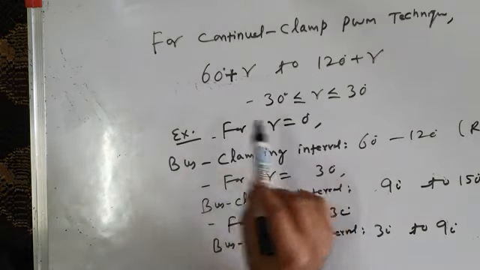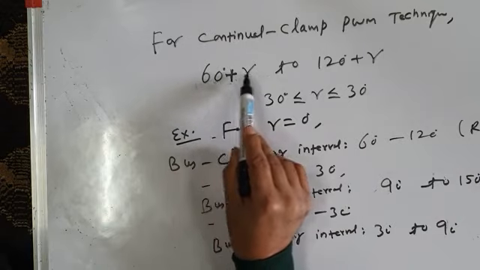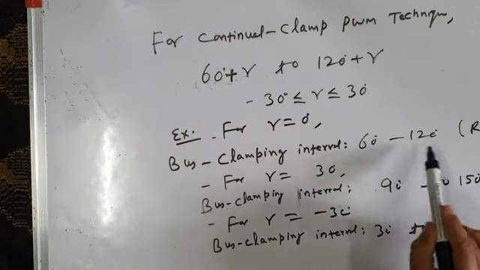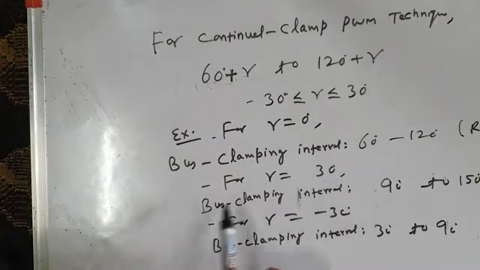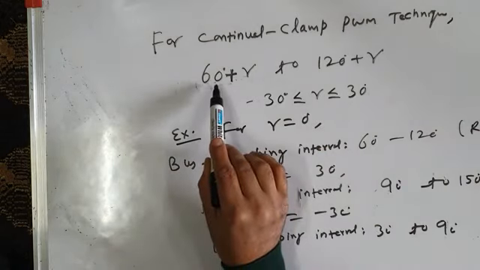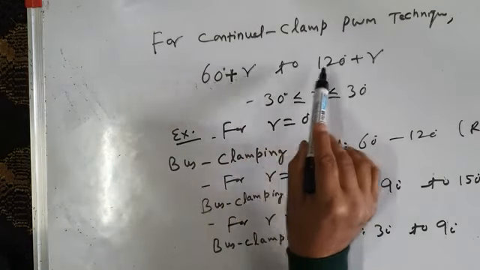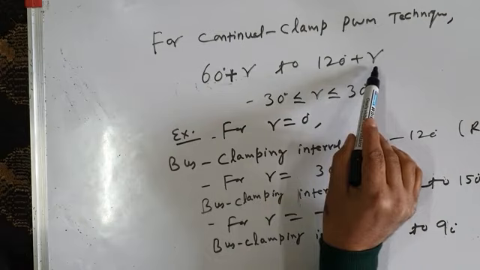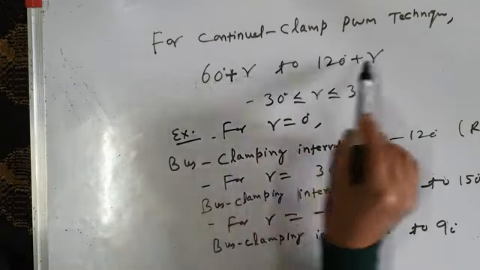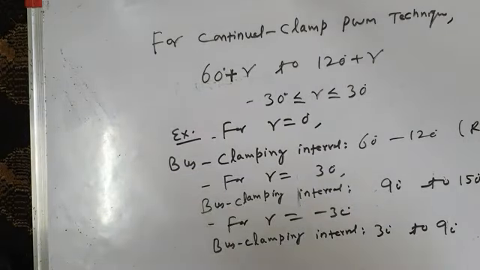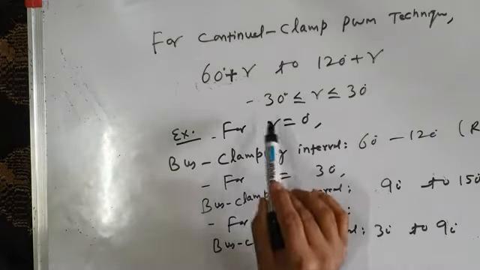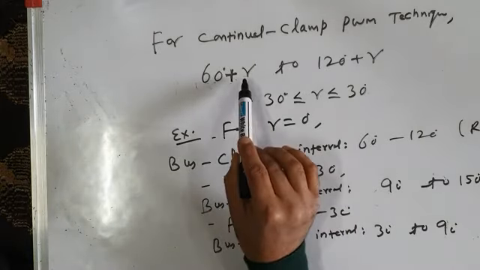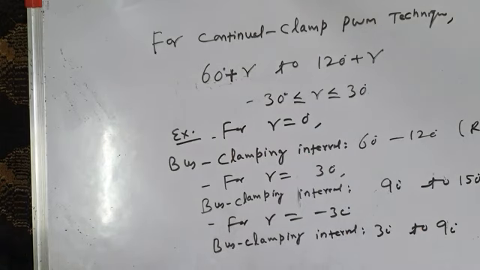I repeat it. For gamma equal to 0 degree, the bus clamping interval is 60 to 120 degrees, so in the middle. For gamma equal to plus 30 degrees, the bus clamping interval is 60 plus 30 is 90 to 120 plus 30 is 150 degrees. That's the second quarter. And for gamma equal to minus 30 degrees, it is 60 minus 30 is 30, 120 minus 30 is 90. So the bus clamping interval is 30 to 90 degrees, that's the left quarter.